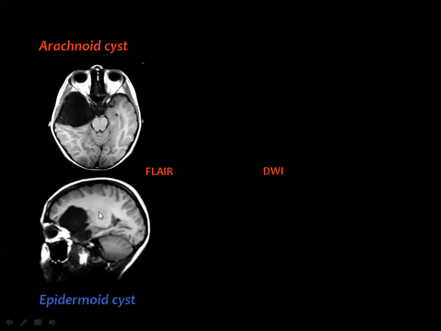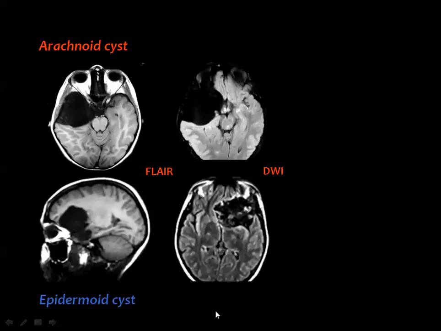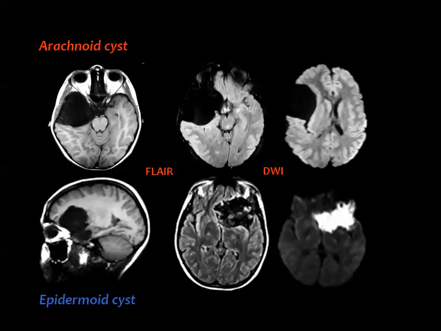Arachnoid cyst and the epidermoid cyst in the T1 weighted image will show similar features, but the epidermoid cyst will show some lobulated margin. In the FLAIR images, arachnoid cyst will show low signal similar to that of the CSF, while the epidermoid cyst will show heterogeneous signal which is not similar to the CSF. In the diffusion weighted images, the arachnoid cyst will show free diffusion similar to the CSF, while the epidermoid cyst will show restricted diffusion, which will be bright when the CSF is black.